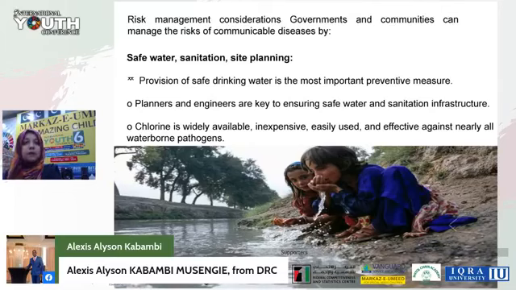And then risk management considerations: governments and communities can manage the risk of communicable diseases. Safe water, sanitation, site planning, these things are most important. Provision of safe drinking water is the most important preventive measure to avoid different types of foodborne, waterborne, and gastrointestinal diseases. And planners and engineers are key to ensure safe water and sanitation infrastructure.